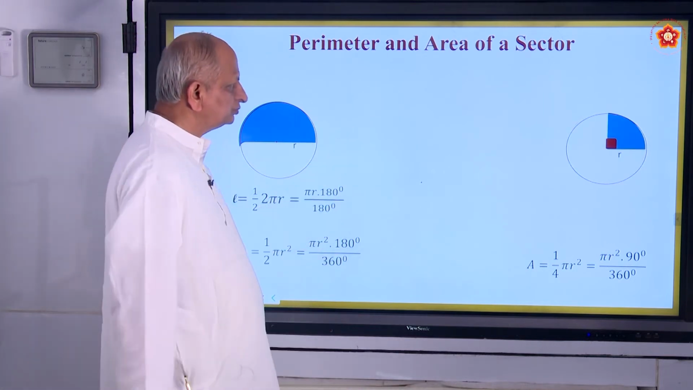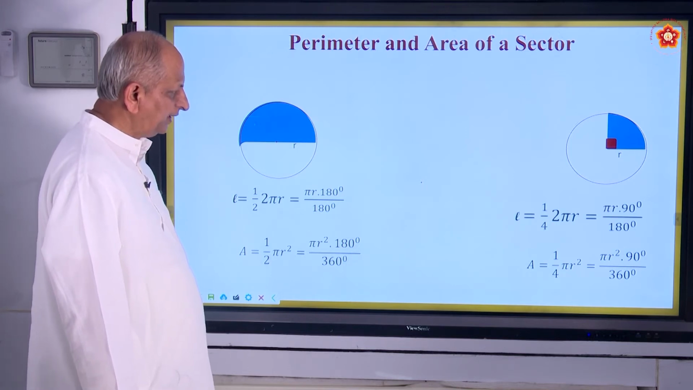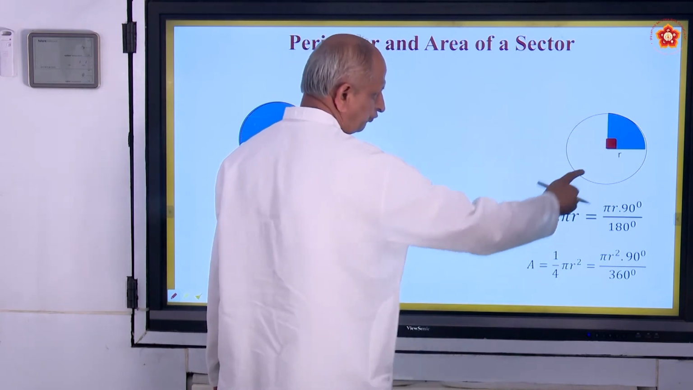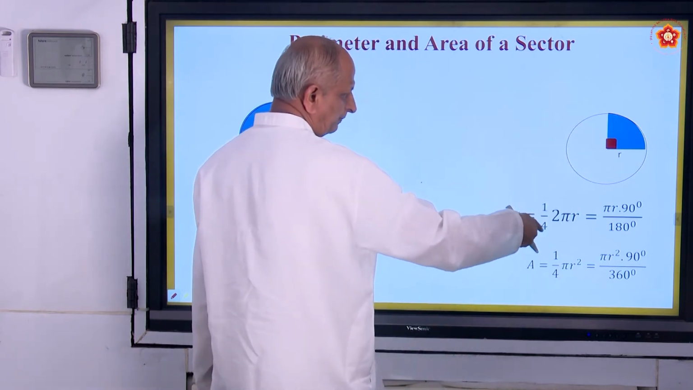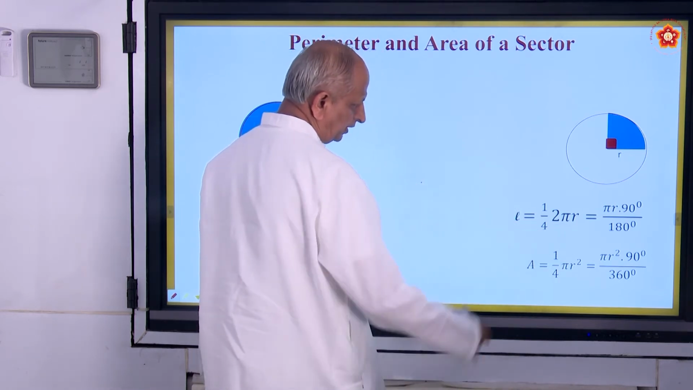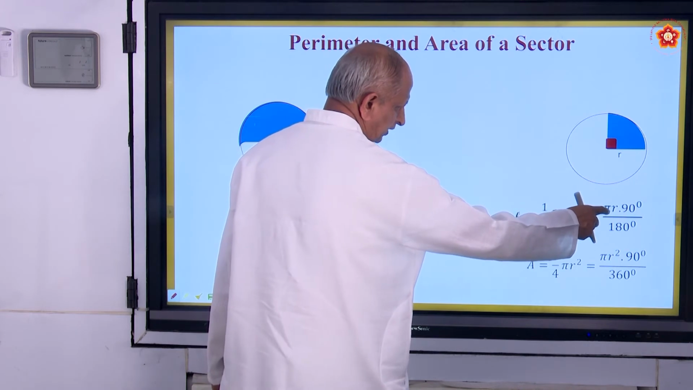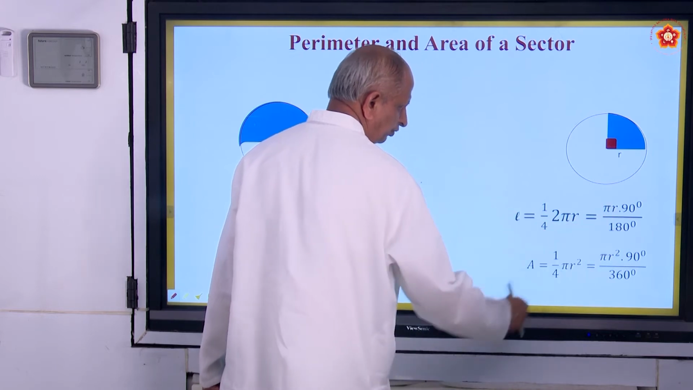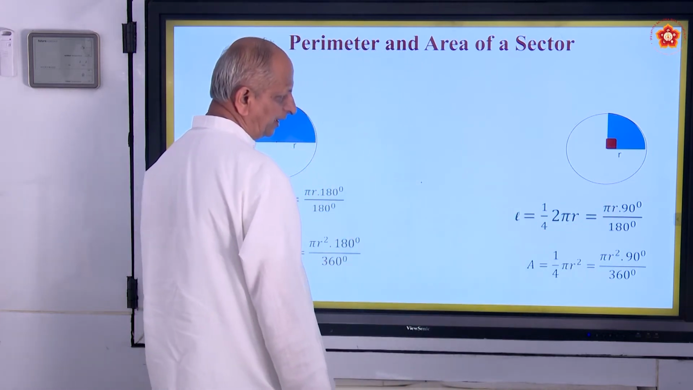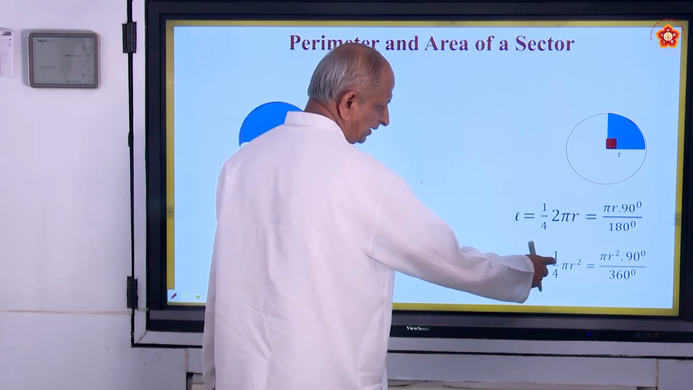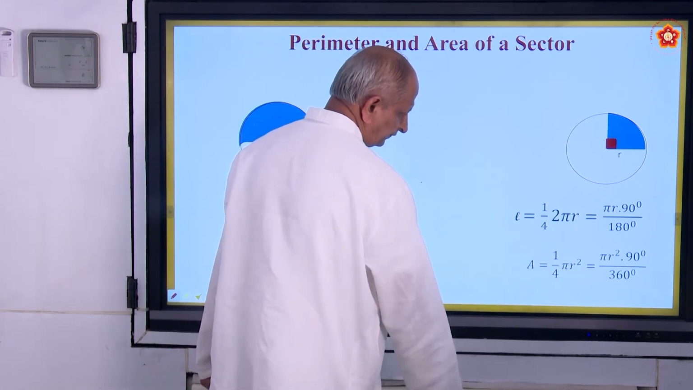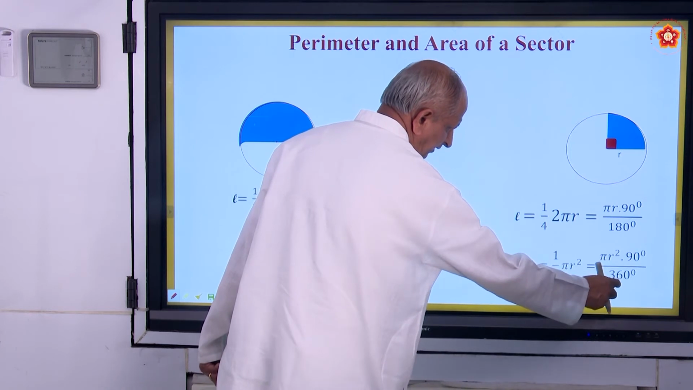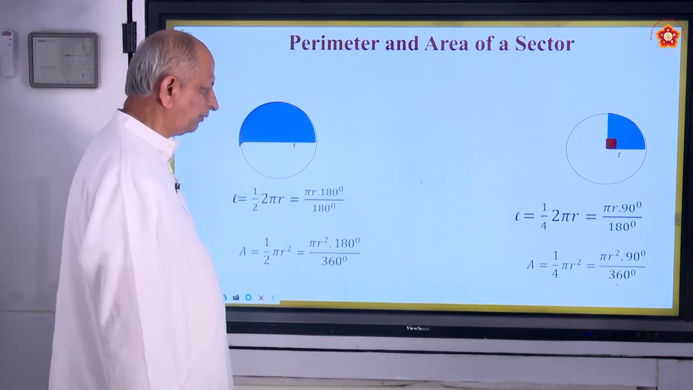Now, coming to the quadrant, that is what is called as quadrant. Length of the quadrant will be equal to 1 by 4th of the full circumference 2 pi r, 1 by 4th of 2 pi r, you get pi r by 2. So, pi r by 2 you get length of the quadrant, and area of the quadrant becomes 1 by 4 pi r square, and that is, the angle is 90 degrees here. So, 90 by 360, that will be 1 by 4.